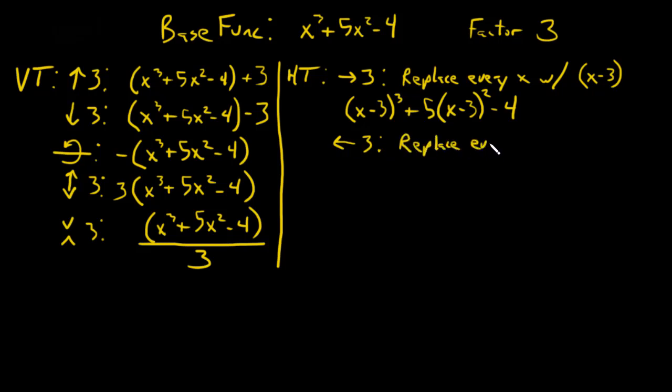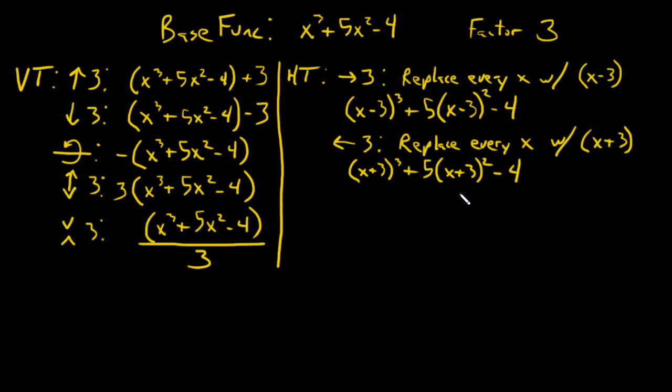Well, again, it's a horizontal transformation, so it's the opposite of what I would think. So if I want to go left, I need to add 3 to every x. So I replace every x with x plus 3. So that becomes (x plus 3) cubed plus 5 times (x plus 3) squared minus 4. Okay? So those are the shifts.